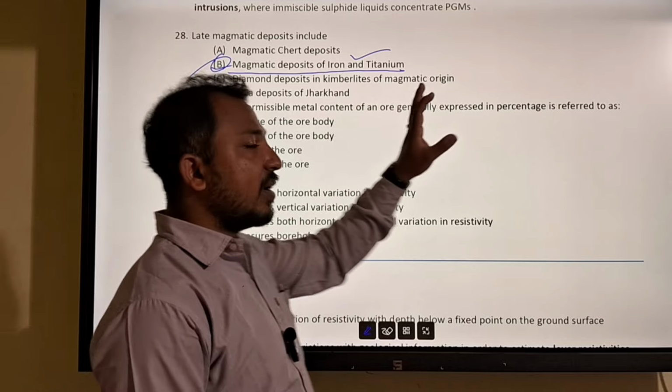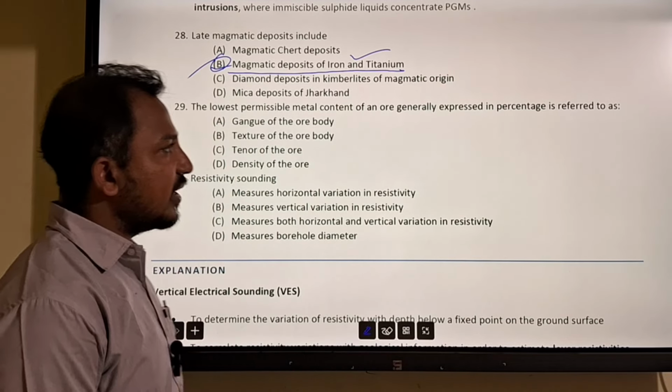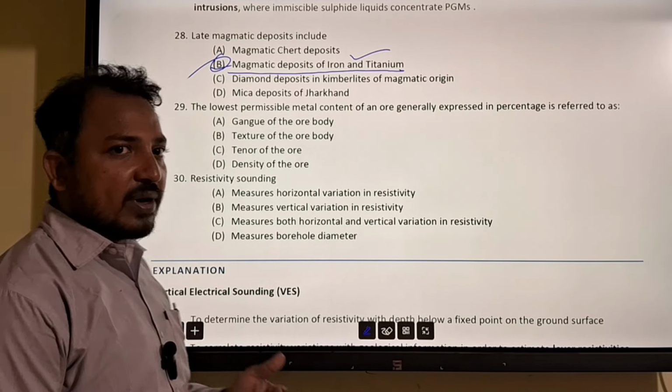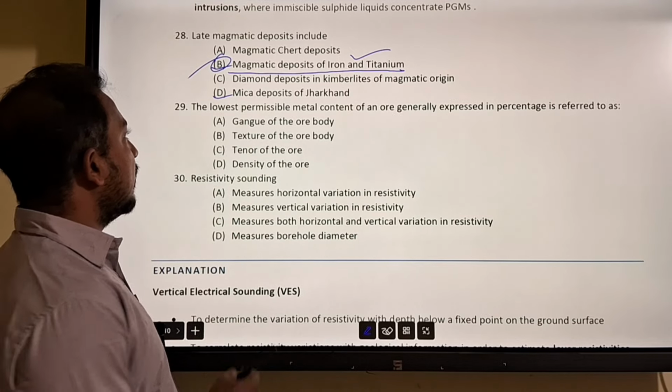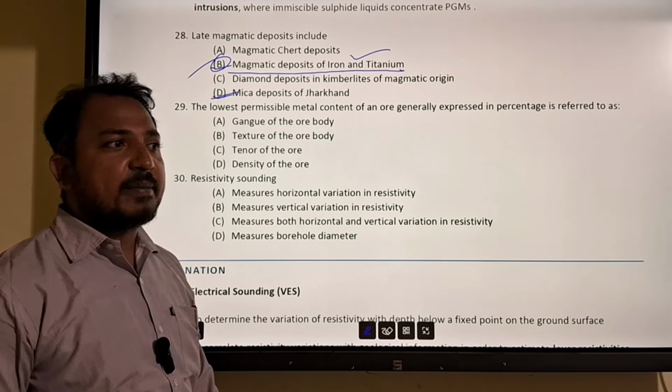Diamond deposition in kimberlite is of magmatic origin, that is early magmatic, because diamond associated with kimberlite is produced at higher temperature. So the mica deposit in Jharkhand, they are pegmatitic deposition.